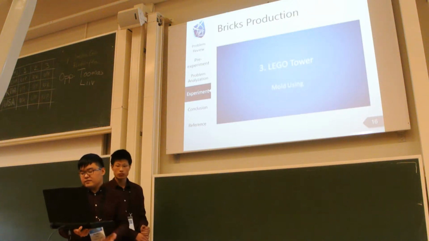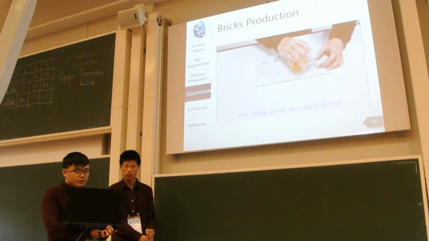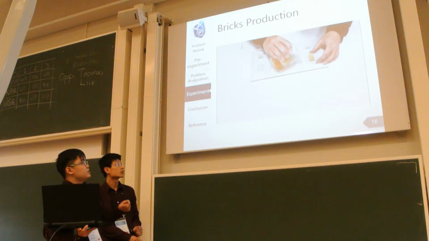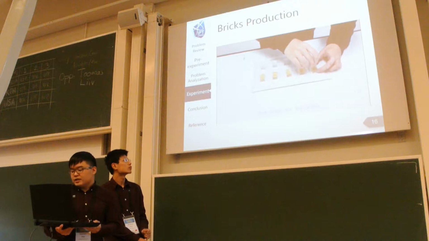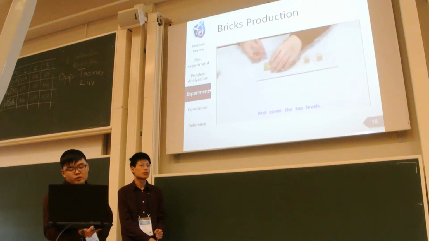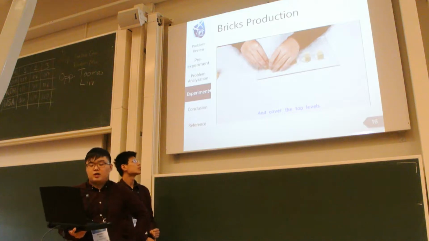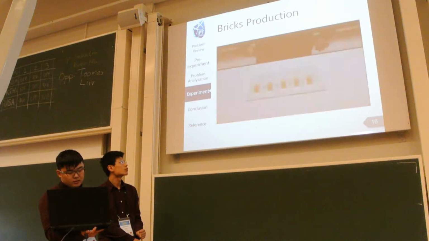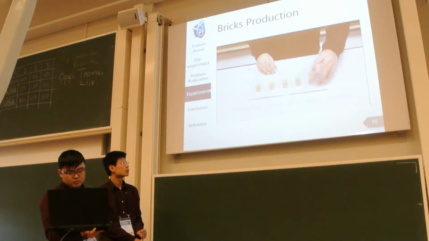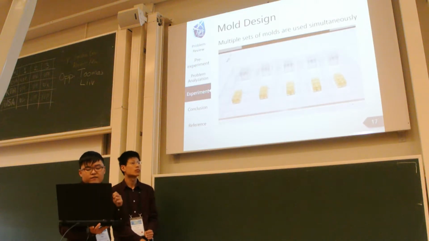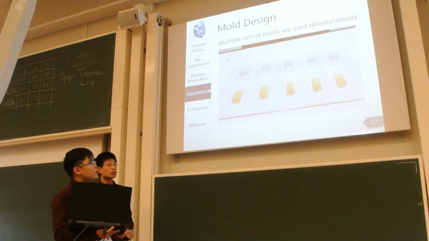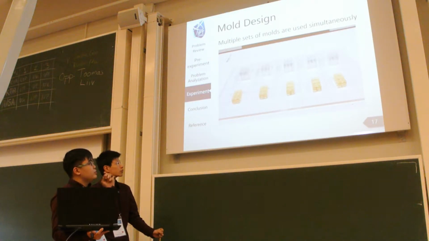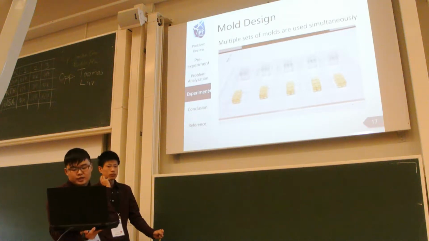This is the process of brick production. Pour our solution into each gummy Lego mold and then cover the top level. After 10 minutes, the solution gel has cooled completely. Then we can take out our gelatin bricks from each mold, and then we got our bricks. These are 5 molds and 5 gummy bricks we've got. We use 15 molds to produce the gummy Lego bricks as we need.